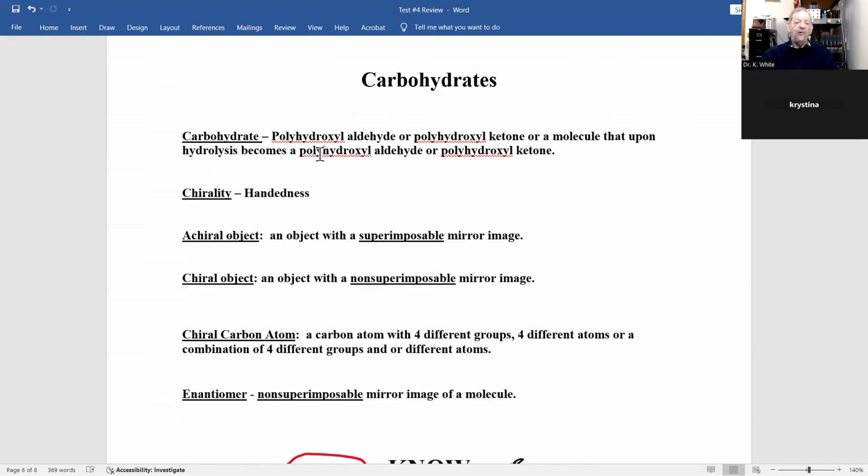And you should know the word chirality means handedness. It's Greek. A number of years ago, one semester, I had not one, but two students who spoke Greek. And they said chiral means handedness. Now, it turns out in life, there are two types of objects, achiral and chiral. And an achiral object is an object with a superimposable mirror image.